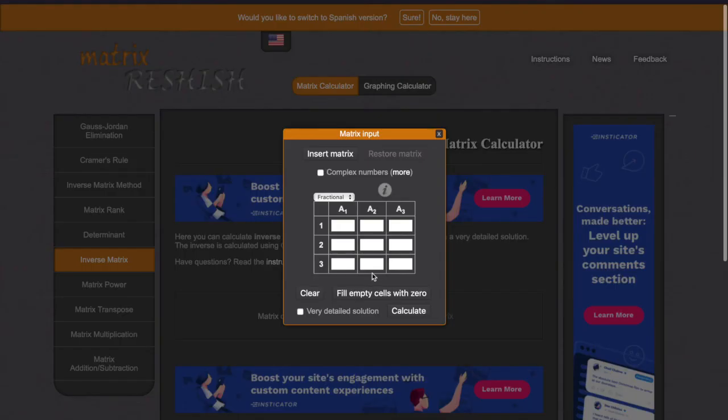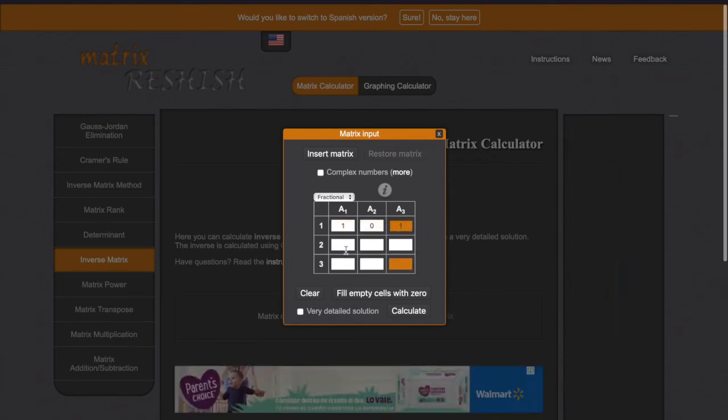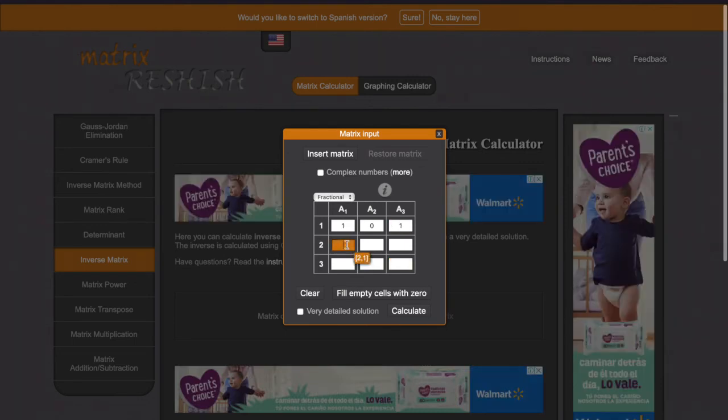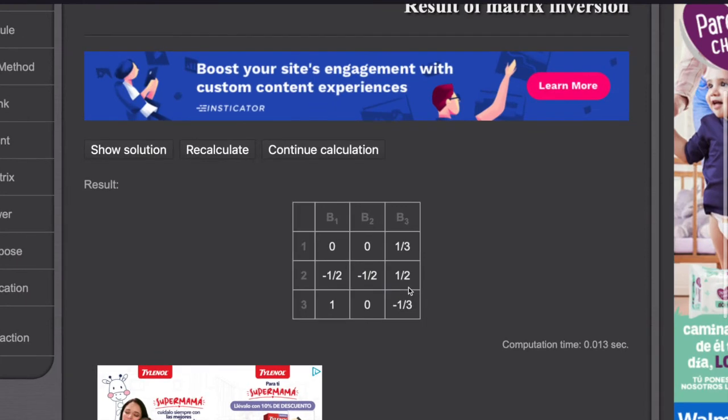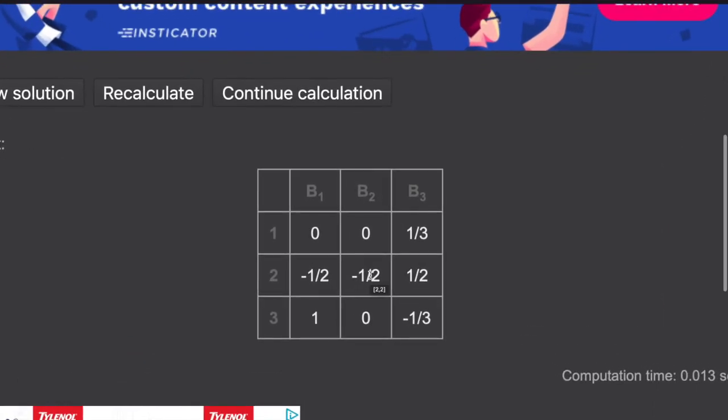Size 3, set the matrix, and then you have to put the entries. The entries for the previous example are 1, 0, 1, 2, negative 2, negative 1, 3, 0, 0, and then calculate. And you see, this is the inverse. 0, 0, let me write it down.